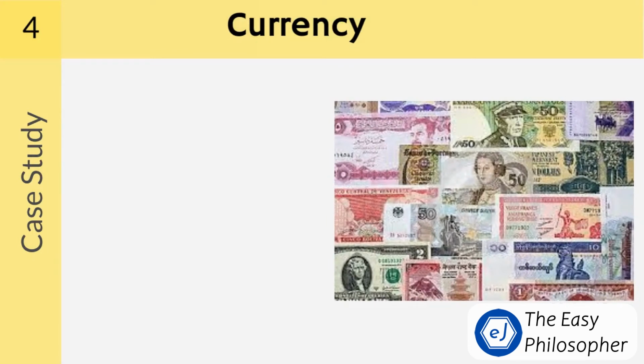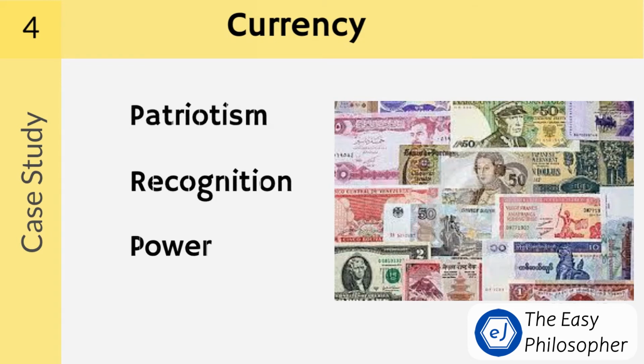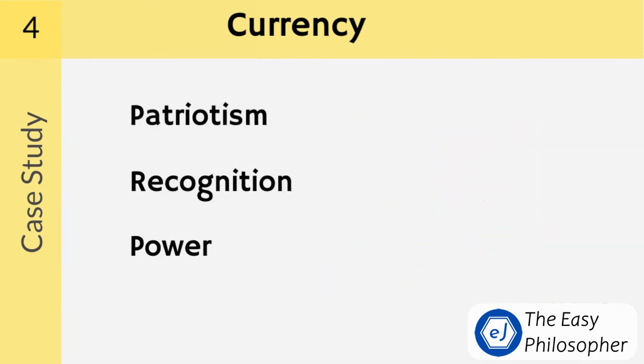Case Study 4: Currency. Every country has its own currency, but wouldn't it be easier and simpler if the whole world operated on one global currency? In the digitalized 21st century, we have the Bitcoin. Nevertheless, each country has its own currency to instill patriotism, gain recognition, and control power based on its value.